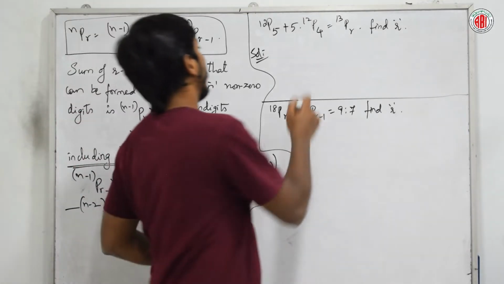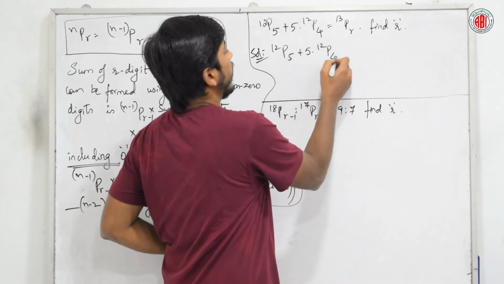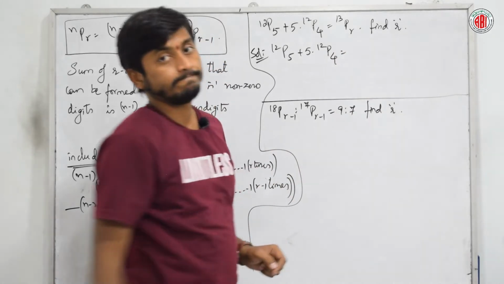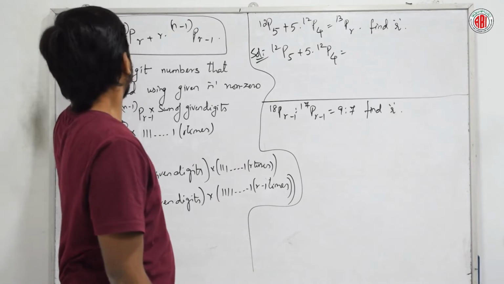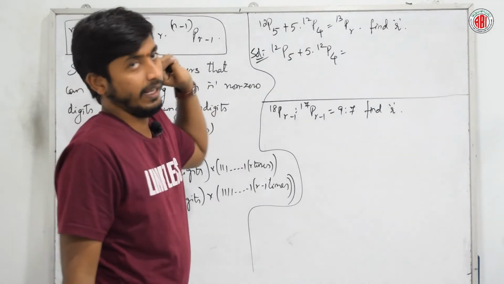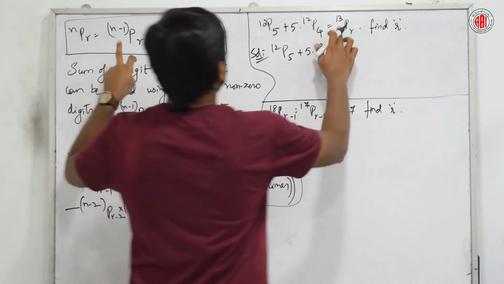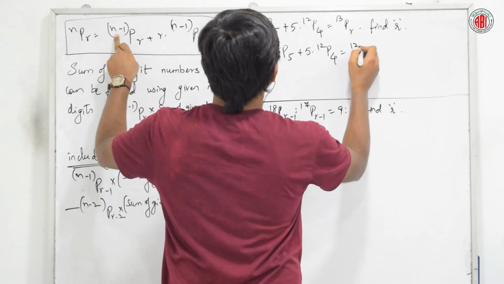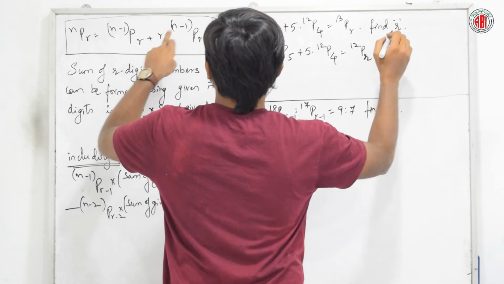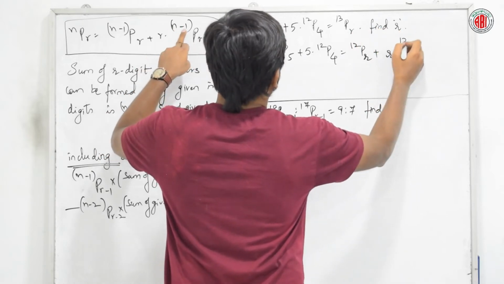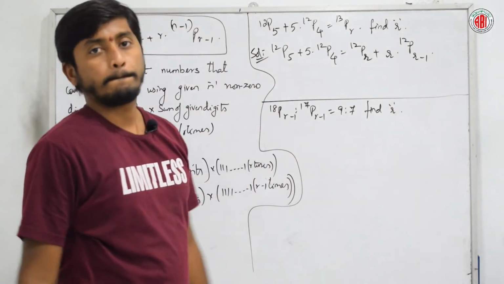Let me put LHS as it is and let me write 13Pr. Let us substitute this formula here. Instead of n, let us put 13. r is as it is. Now just see here. 13 minus 1 is 12Pr plus r into, again 13 minus 1 is 12P(r minus 1).